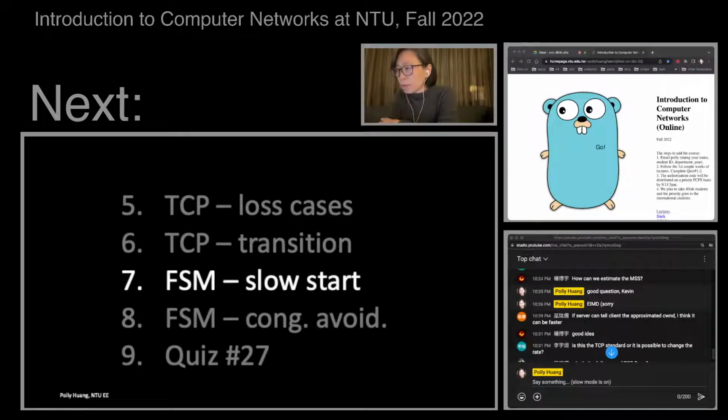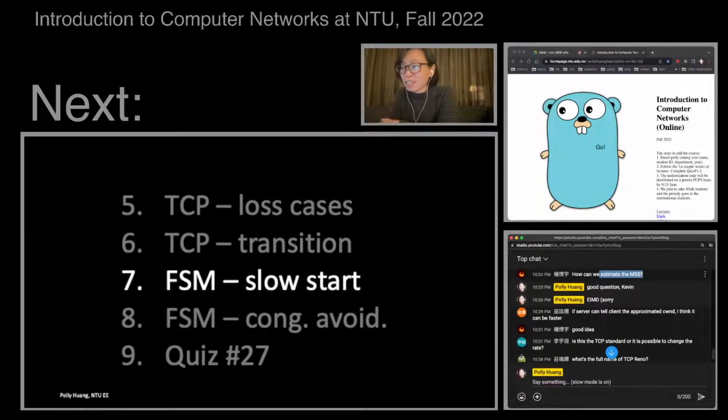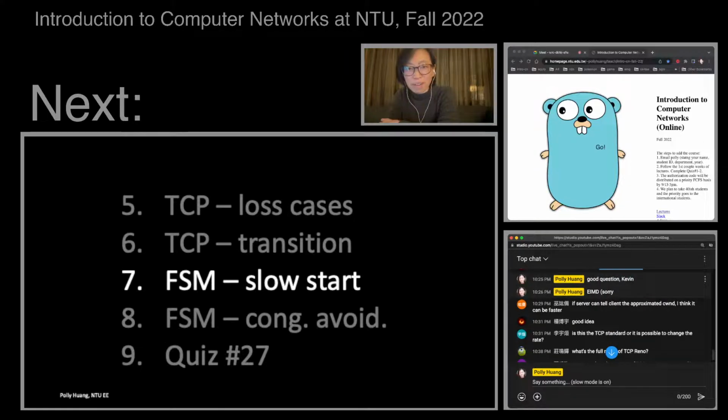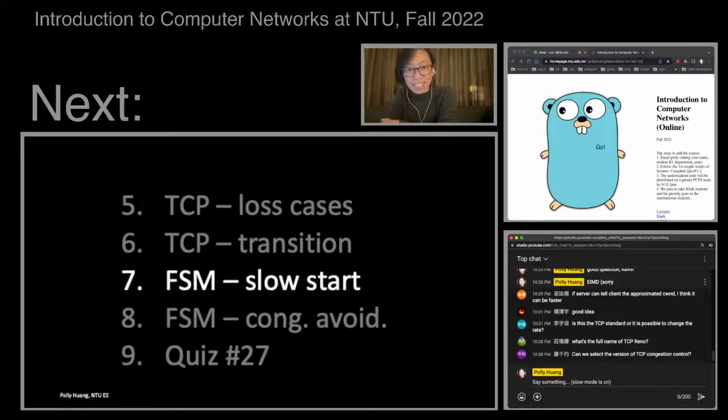Yeah, so Kevin was asking, how do you know the MSS? Kevin, you know what? MSS is maximum segment size. That is actually 1460. It's a fixed size. It's the maximum. The actual packet size could be smaller than the MSS.